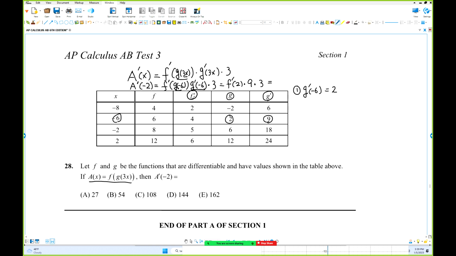f prime of 2 is how much? Here, f prime of 2 is 6. So this is going to be 6 times 9 times 3. 6 times 9 is 54, and times 3 is 162. Are you okay with this? The derivative of a at x equals negative 2 is actually 162, a very steep slope. Anyway, that is 162.